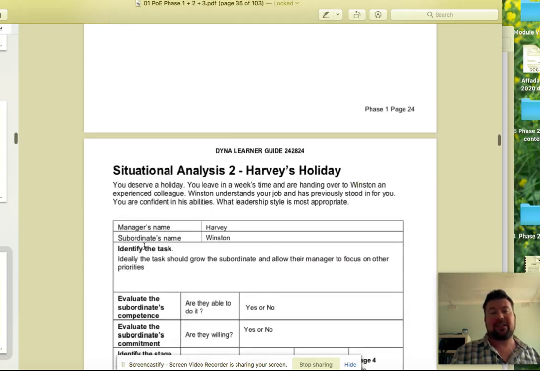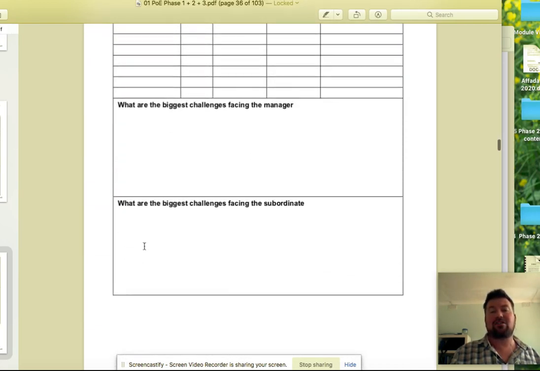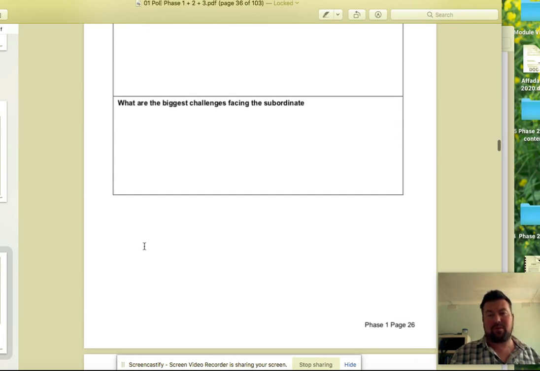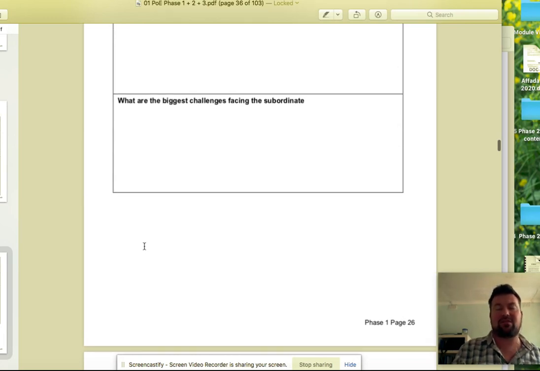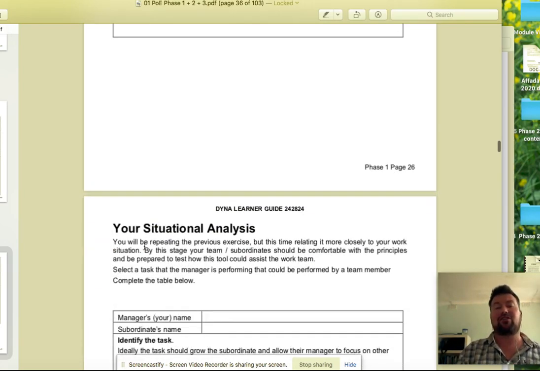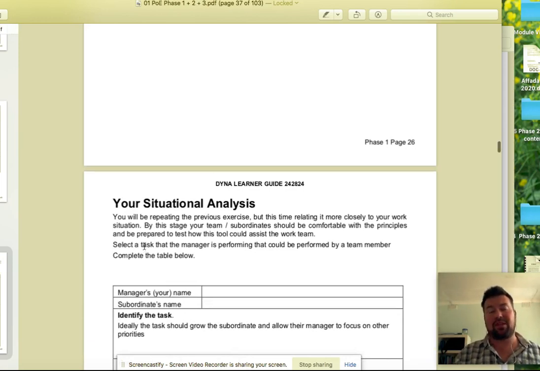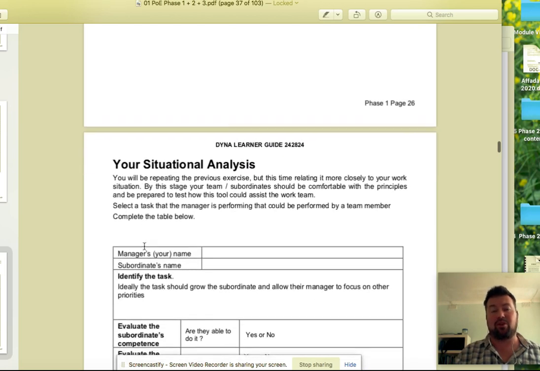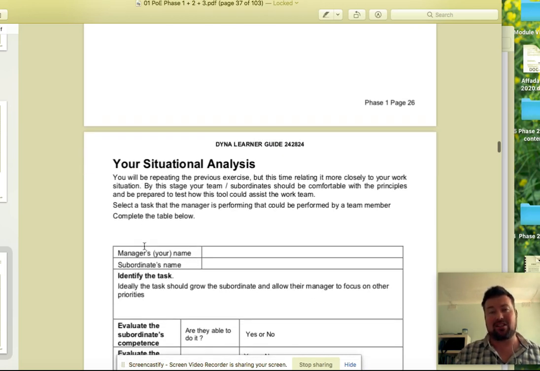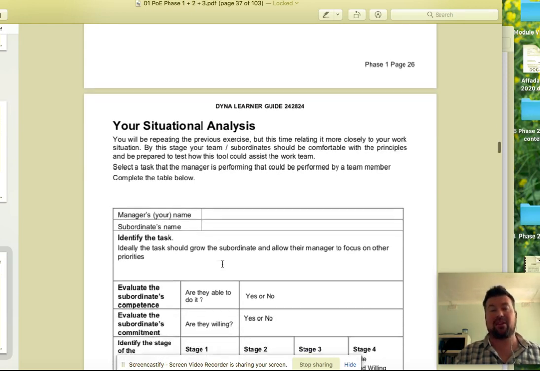Okay, then you are going to do a very similar process. So remember, we did Sindiswa's situation, we did Harvey's holiday. You are going to use the same process with one of the people in your team or someone that you work with. You are going to delegate a task to them. So you are the manager in this situation. Your subordinate, put their name in there.